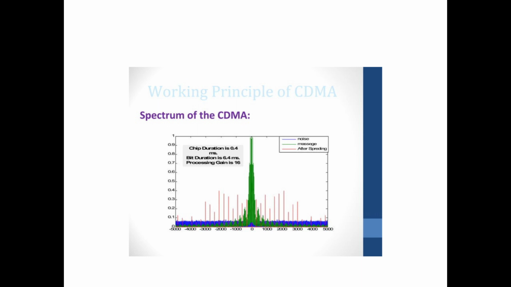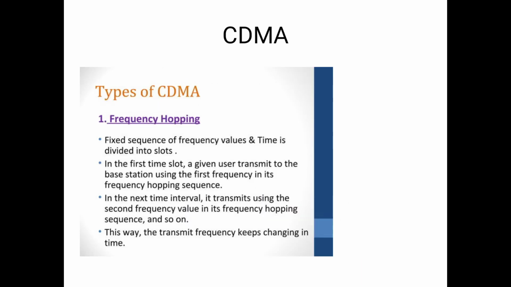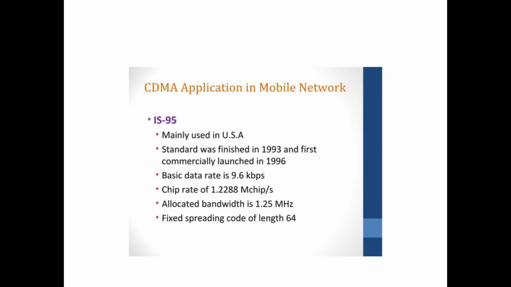We can see how this CDMA technology can be employed in this graph, such that each line shows a different range. There are two different types of CDMA: frequency hopping and direct sequence. In frequency hopping, there is a fixed sequence of frequency values and time is divided into slots. In the first time slot, a given user transmits to the base station using the first frequency in its frequency hopping sequence. In the next time interval, it transmits using the second frequency value in the sequence, and so on. This way, the transmit frequency keeps changing in time.